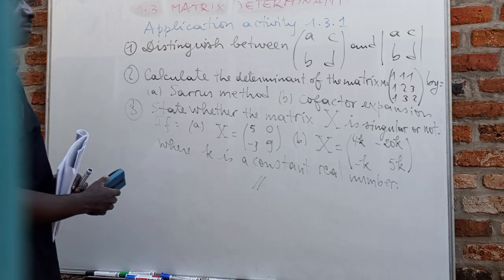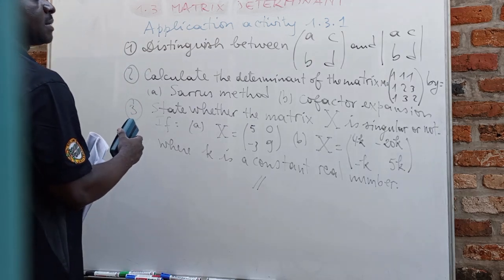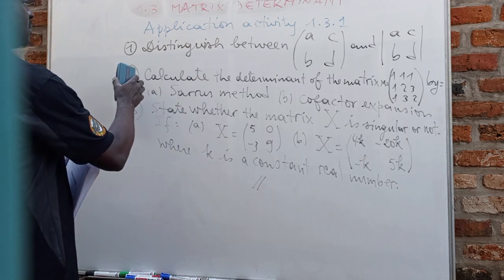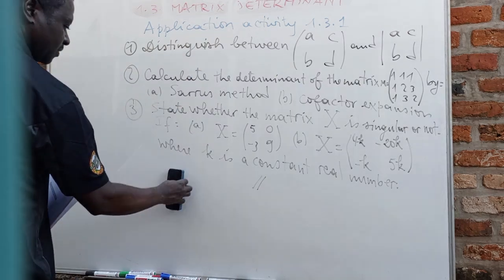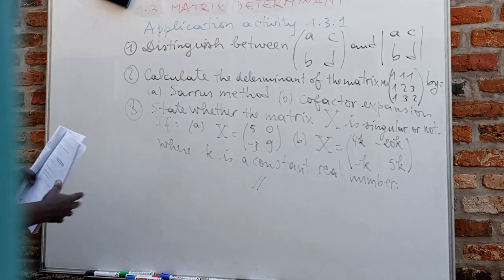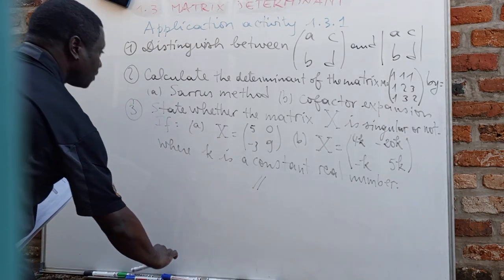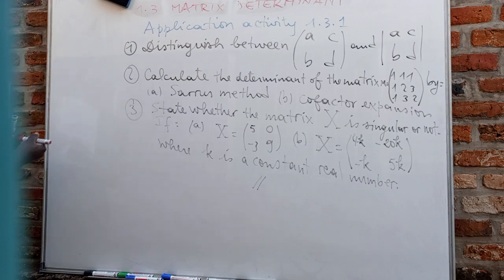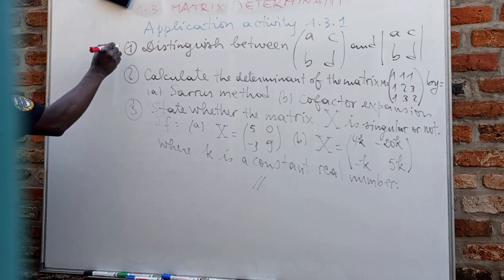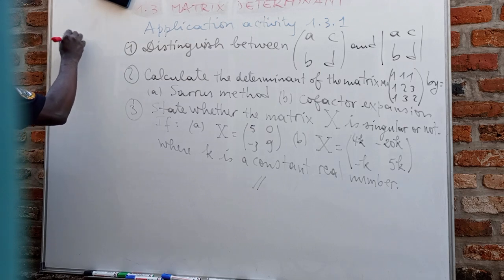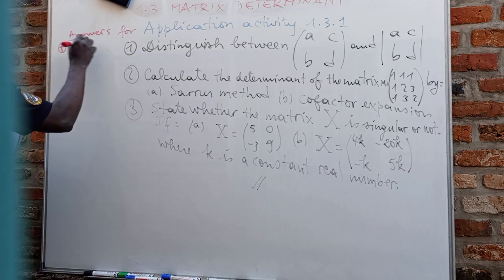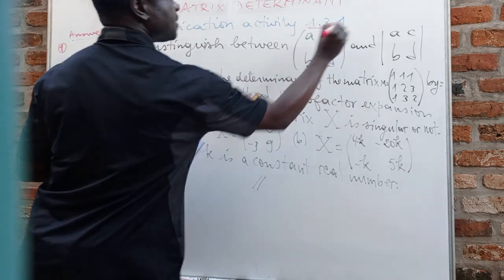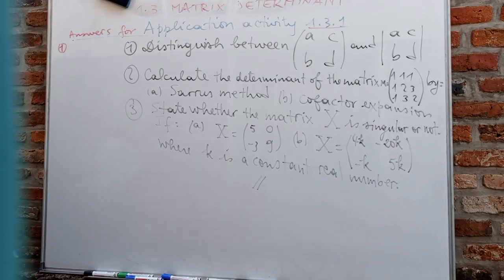this question. So now let us work out question 1. Maybe we can have space here on this side. So for question 1, some answers for this activity. We hope that this space is enough.